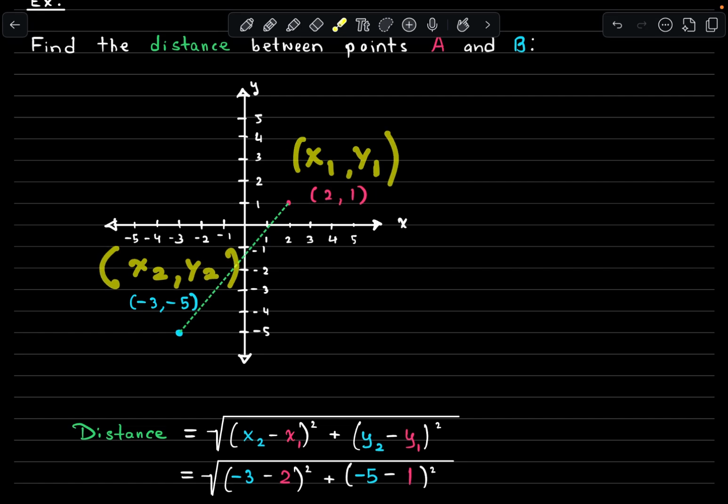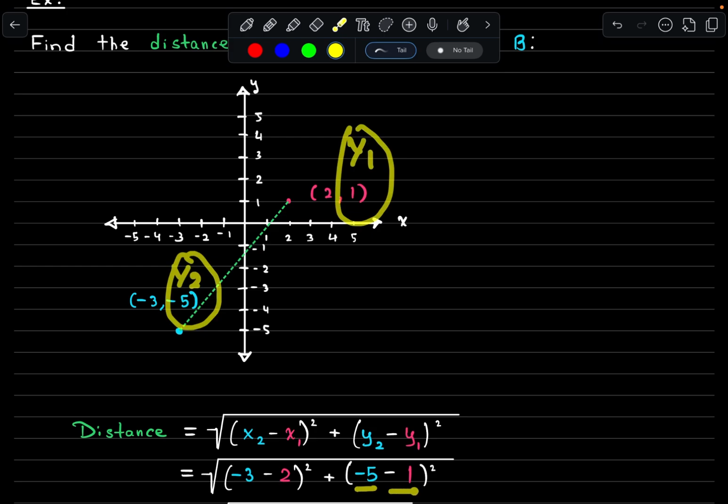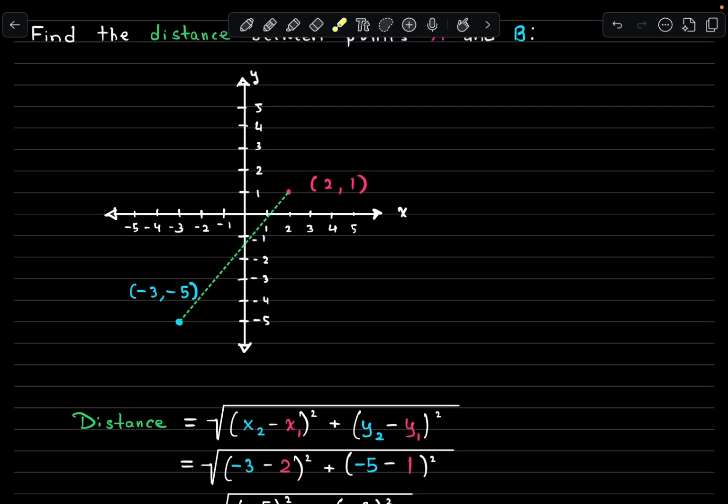Okay? So I'm doing it like this. My x1 is going to be the value 2. My x2 is going to be the value -3. All right, so in my first parentheses, inside of my square root, I've got -3 minus 2, that difference squared. And for the second set of parentheses, I've got my y2 over here, which is -5, and my y1 over here, which is 1. So we're going to do -5 minus 1 squared in our second set of parentheses.